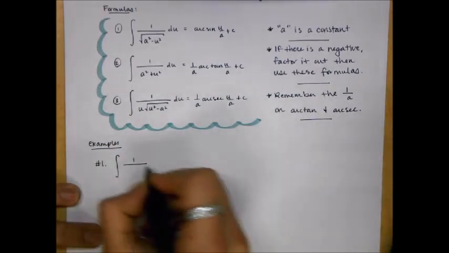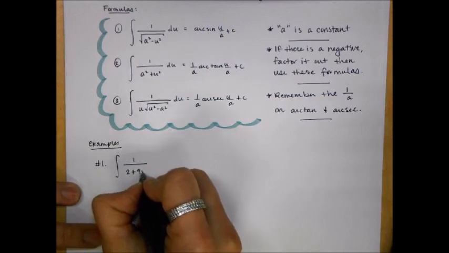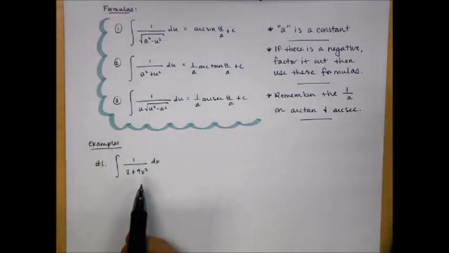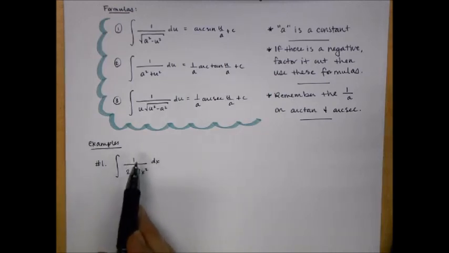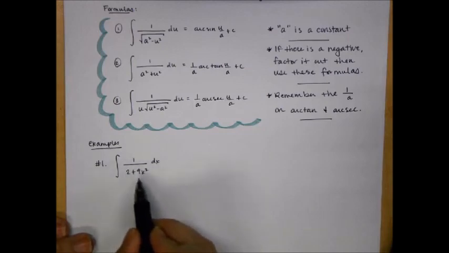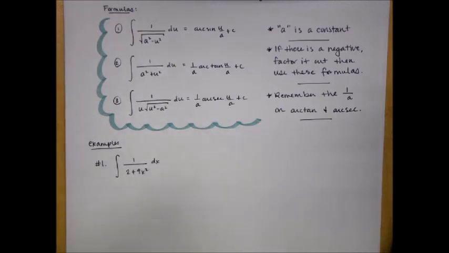So number 1 starts this way. So you can see you have several terms in the denominator. If you let u equal 2 plus 9x squared, the derivative of that is 18x, and there's no x in the numerator. So while we do have a higher power in the denominator, u substitution for the entire thing just won't work. So the reason is it's one of these formulas here.